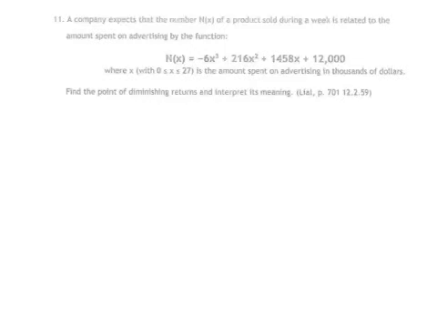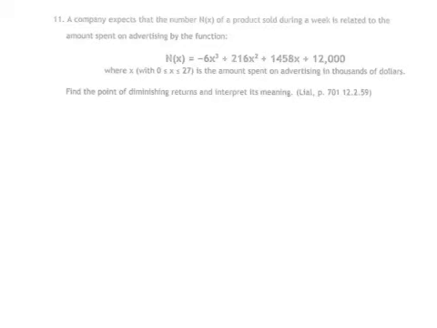Okay, welcome to week 7, question 11. We're looking at the point of diminishing return. A company expects that the number n(x) of a product sold during a week is related to the amount spent on advertising by the function n(x) given, where x is in the range of 0 to $27,000 spent on advertising. The question asks us to find the point of diminishing returns and then interpret its meaning.